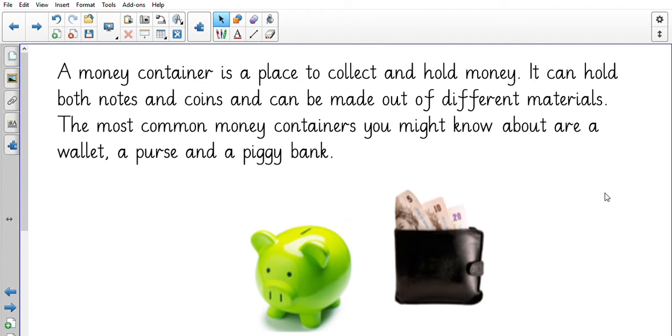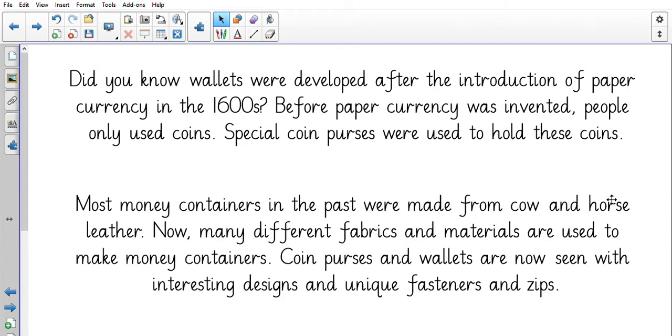Okay, so a money container is a place to collect and hold money. It can hold notes and coins and can be made out of different materials. The most common money containers you might know about are a wallet, a purse and a piggy bank. Did you know wallets were developed after the introduction of paper currency in the 1600s? Before paper currency was invented, people used only coins. Special coin purses were used to hold these coins.